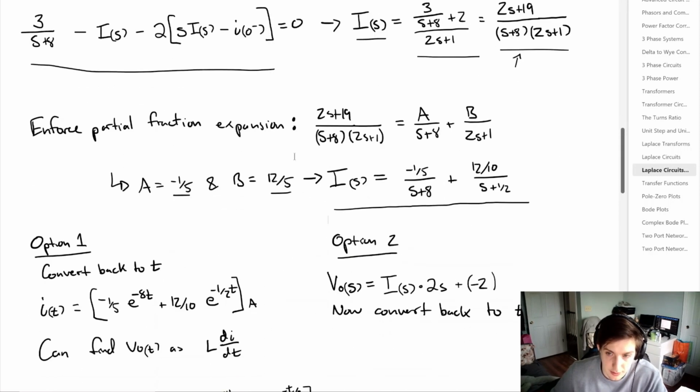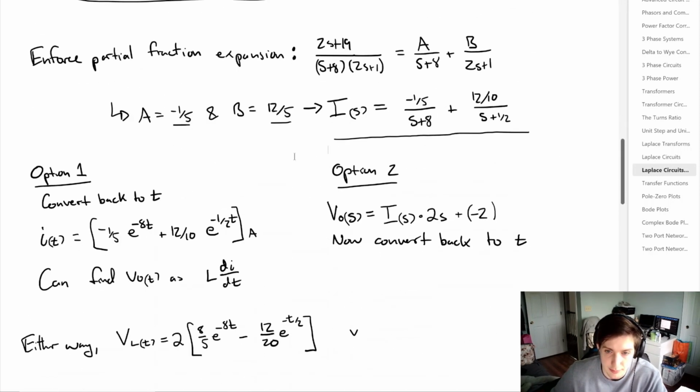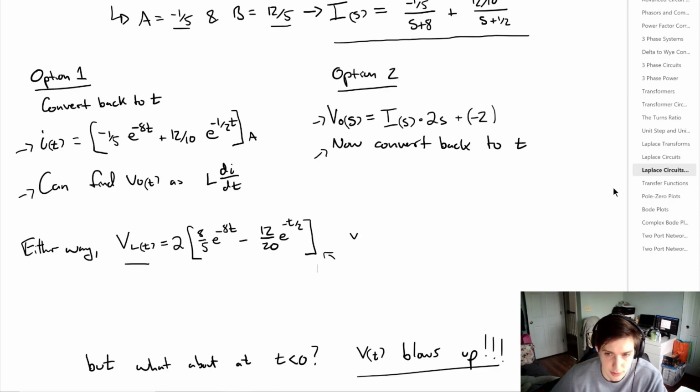And from here, there are 2 options we can do. We could find the current in the time domain, take the derivative of that, and arrive at the voltage. Or we could keep working in the S domain and just find out what that voltage is, and then convert that voltage back. Either way works. But something may appear a little bit striking here, and if we consider t before 0, this term blows up. And that's what we want to avoid, having functions go to infinity.